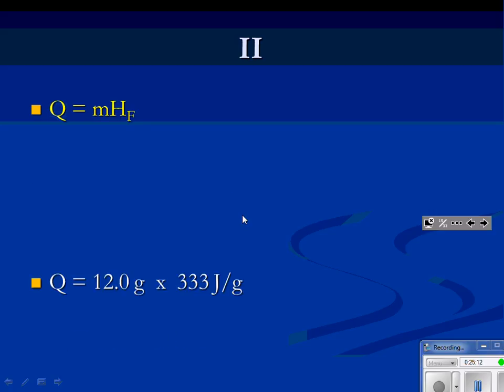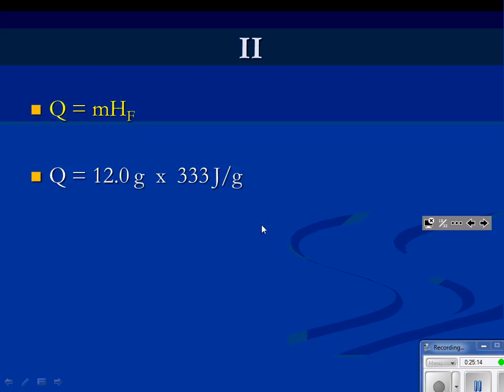I move on to Roman numeral 2. If you remember, Roman numeral 2 was the flat line dealing with the melting point. We don't have any temperature change, so we have to use the equation Q is equal to mH sub F. In this case, once again, our mass is the same. It's 12.0 grams of water. The heat of fusion for water was 333 joules per gram.